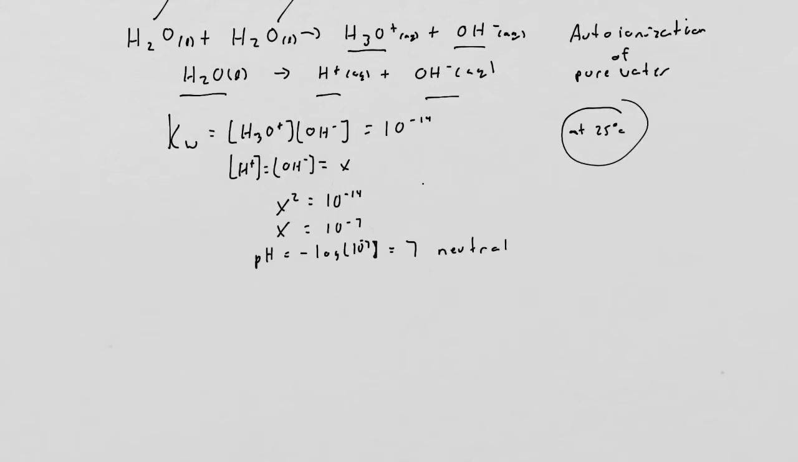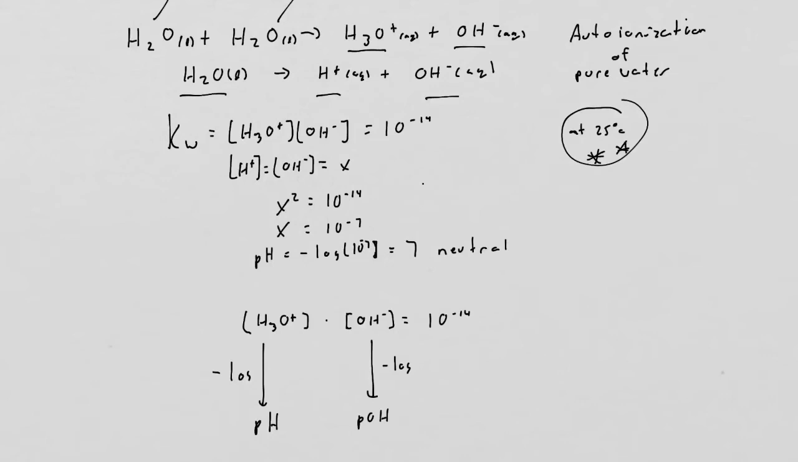Now, there are some really simple relationships here. So let me rewrite that Kw. The H3O+ times OH- is equal to 10 to the minus 14, as long as it's 25 degrees Celsius, that's really important, because it can vary. And if you take the negative log of the H3O+ value, that gives you the pH. If you take the negative log of the OH- value, that gives something called the pOH.